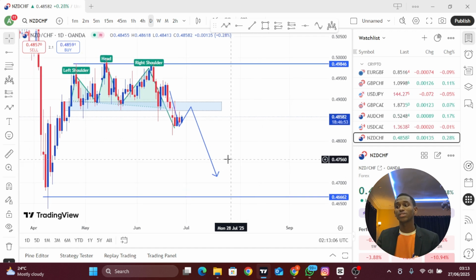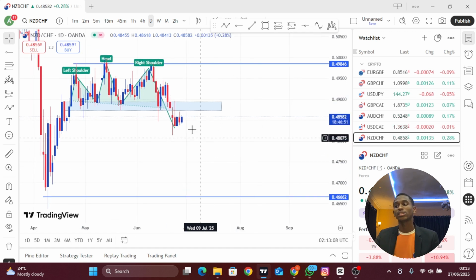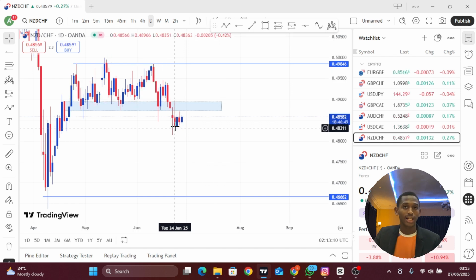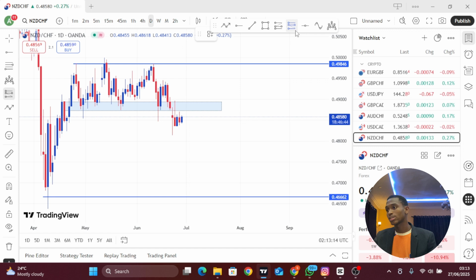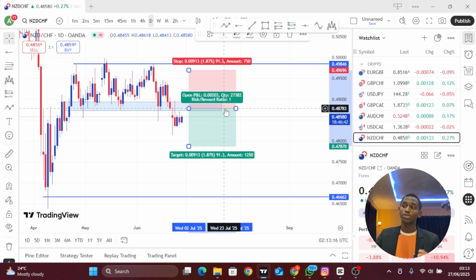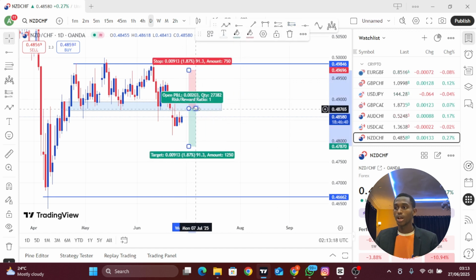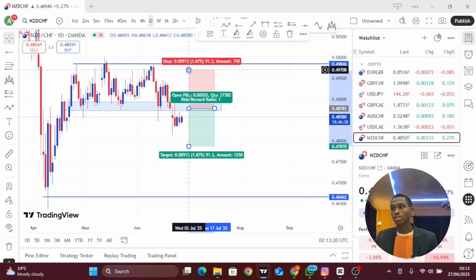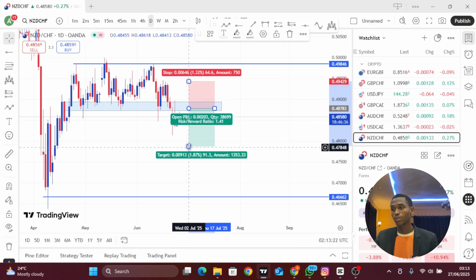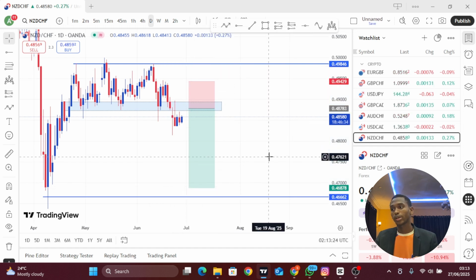So NZD CHF is another trade that's very seamless, very easy, most likely going for a sell. I'm going to be looking for sells, but remember, today is Friday, so it's not going to be a trade this week. It's most likely going to be a trade for next week. So I'm expecting something like this for NZD CHF: a break under, a retest, then to take it to the downside. That is basically for NZD CHF.